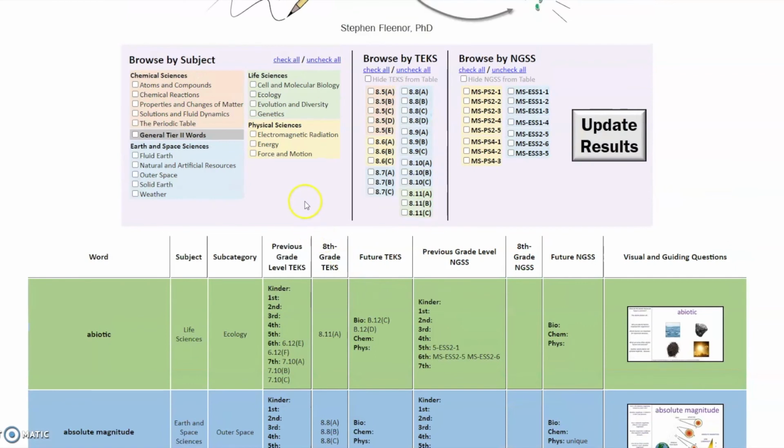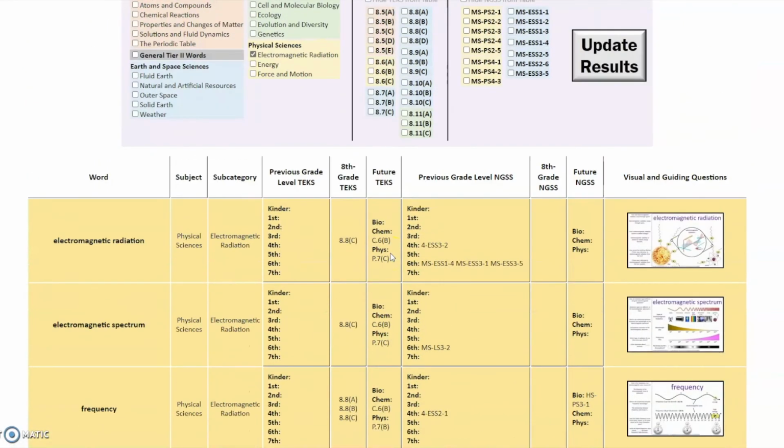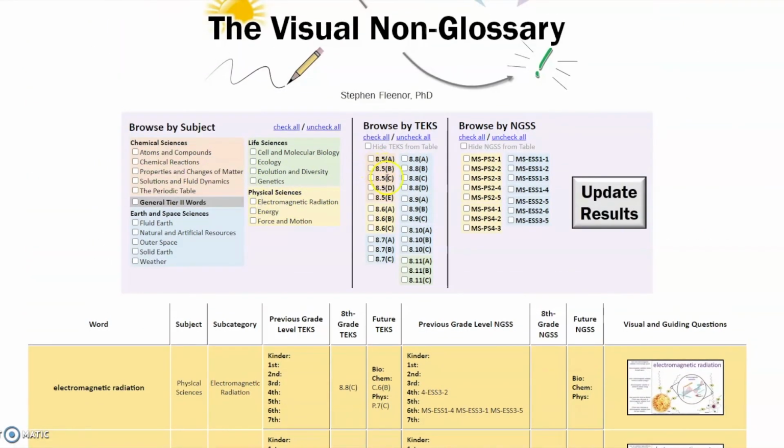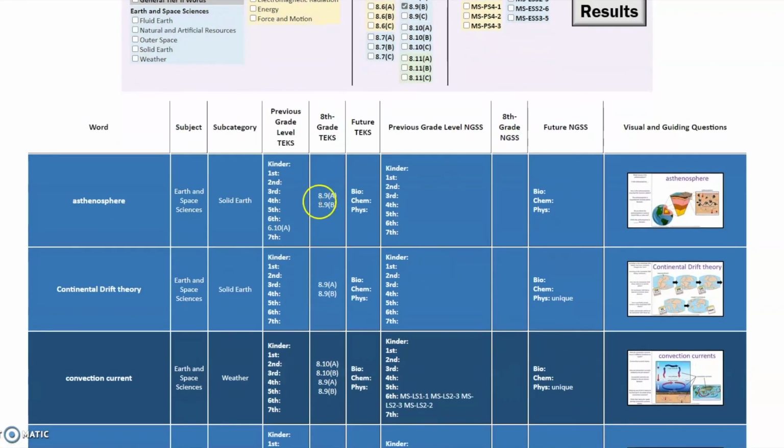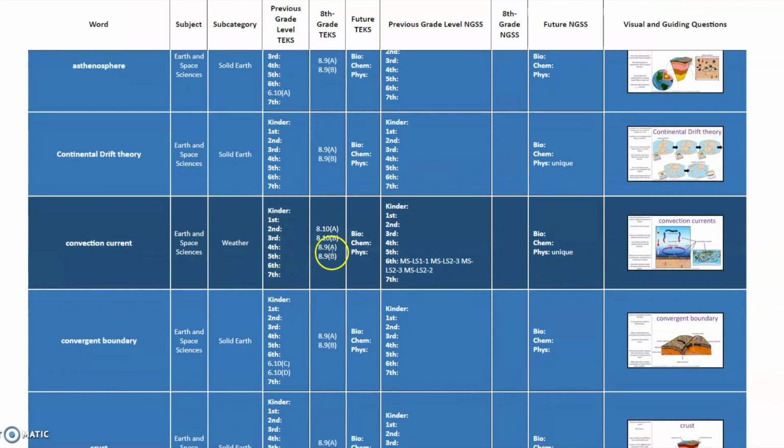The website is organized so that words can be searched by subject area. For example, I can look for words specific to electromagnetic radiation, and I get these results. Or I can search for words specific to TEK or NGSS standards. So I can search specifically for 8.9b, and I get words that only come up in the TEK 8.9b.